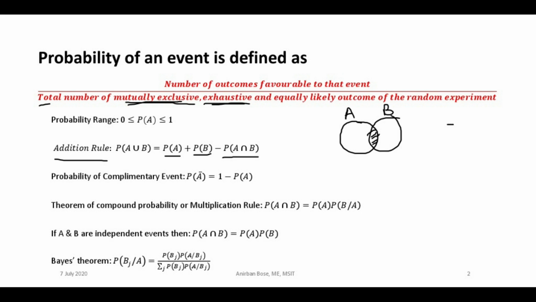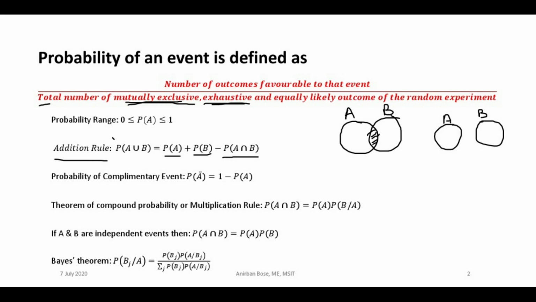Okay, so if this A intersection B is null, that means if you consider this is A and this set is B, then there is nothing common. So these two sets we can call mutually exclusive. Okay, if two sets or two events are mutually exclusive, then A intersection B will be null and its probability will be 0.